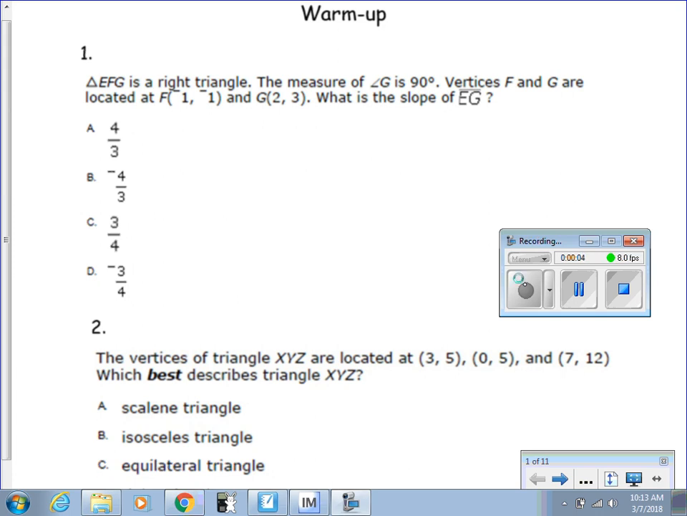All right, so in this video, we'll be looking at the notes on midpoint formula. This is the warm-up for that lesson. If you will, try to work out these problems. You will definitely see these problems again.